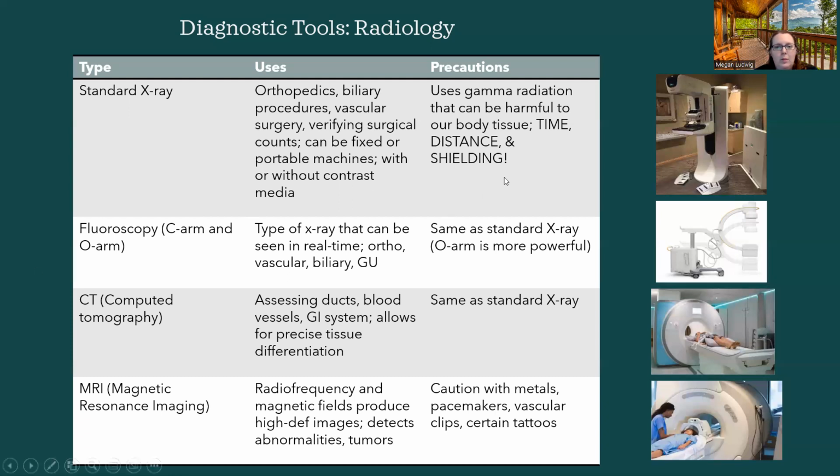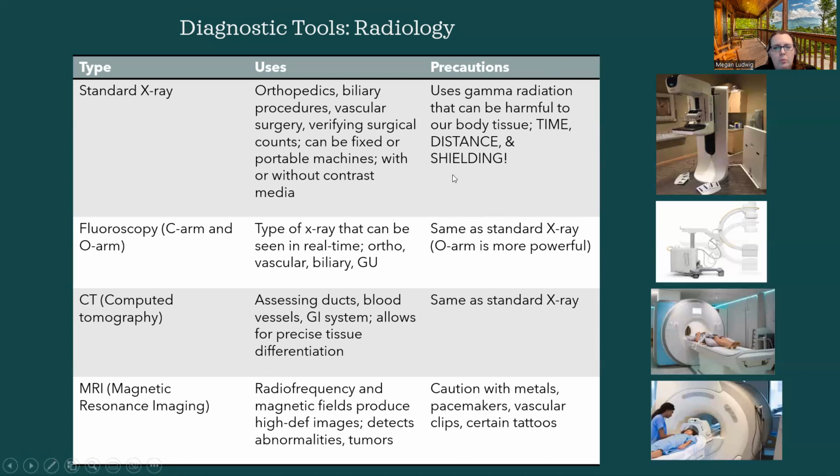Okay. So again, the precautions over here are going to be pretty much the same as standard x-ray, but I did make note that the O-arm, which is kind of a newer tool, so to speak, within the last 5-10 years, is far more powerful than the C-arm. So you really want to make sure that you take your precautions seriously there.